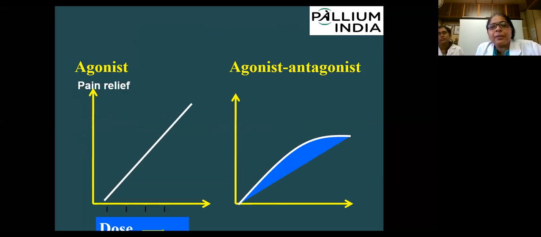Next slide, please. So this is what an agonist-antagonist does. It brings down the action of your drug. Next slide.